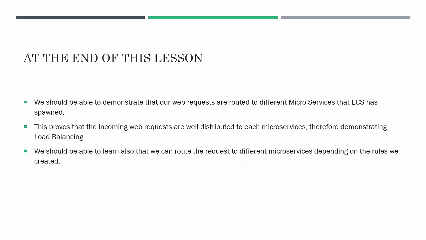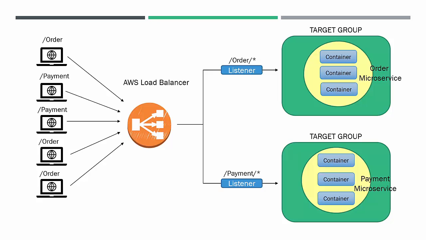We should also learn routing different requests depending on the rules that are created. So, for example, the slash order goes to one set of microservices, while the slash payment will go to another set of microservices. Okay, so here's a nutshell of how the load balancing works with the microservices.